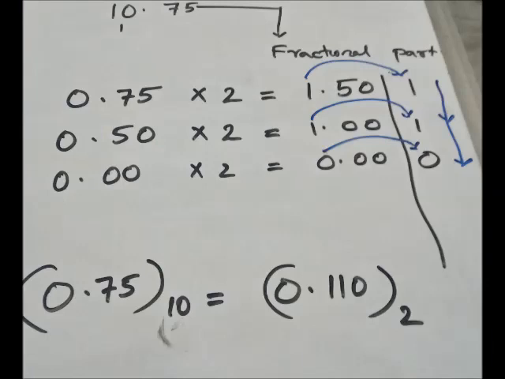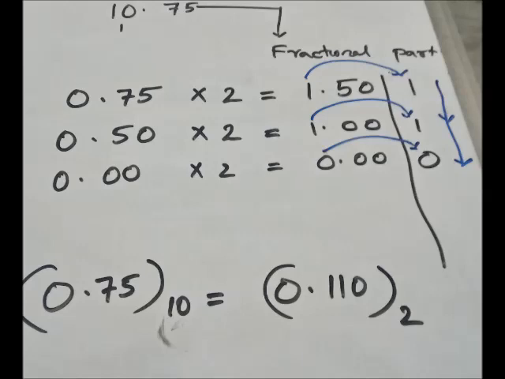Now we look into the fractional part of the problem, that is 0.75. When it is a fractional part, we continuously multiply with the 2. So 0.75 into 2 will give you 1.50. Which is 1.50, we have to separate the integral part. So 1 is the integral part there.